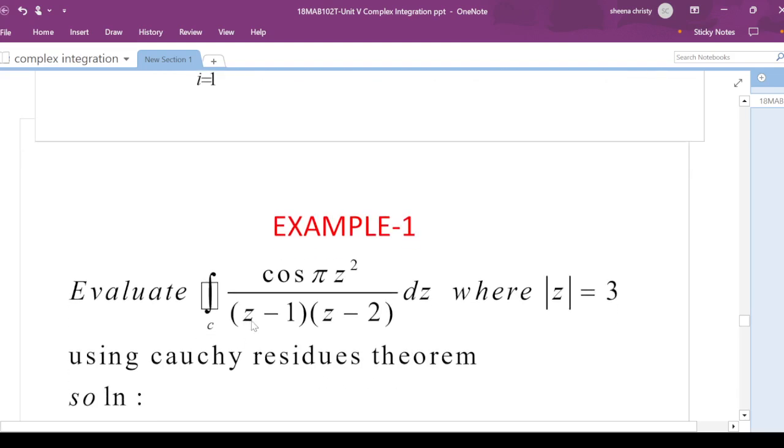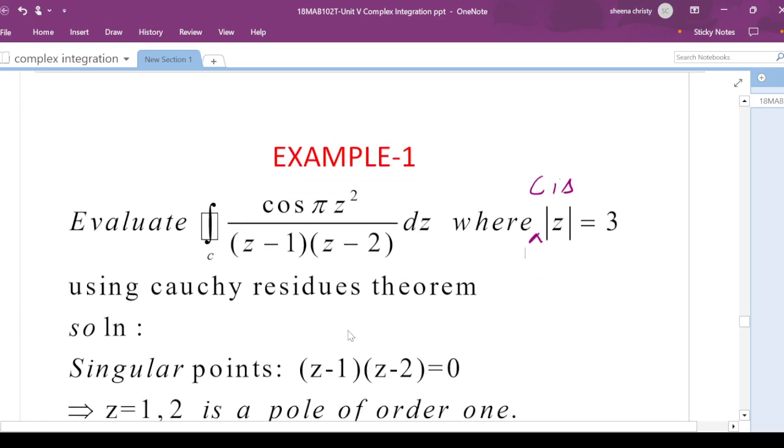Evaluate the integral over C of cos pi z squared divided by (z minus 1) into (z minus 2) dz, where C is mod z equal to 3, using Cauchy's residue theorem. The same problem you can solve with the help of Cauchy's integral formula also. Now we are going to learn how to solve this problem by making use of Cauchy's residue theorem.